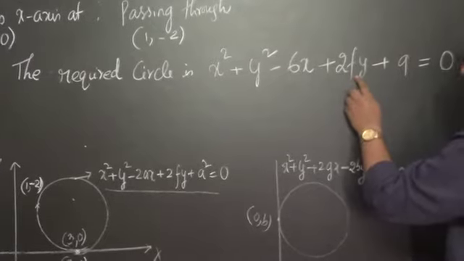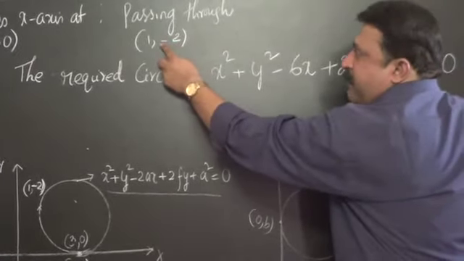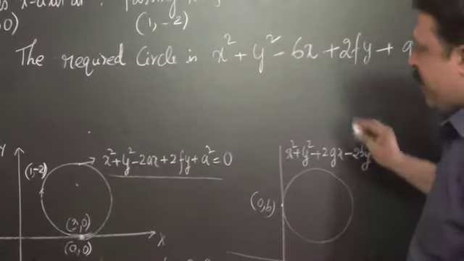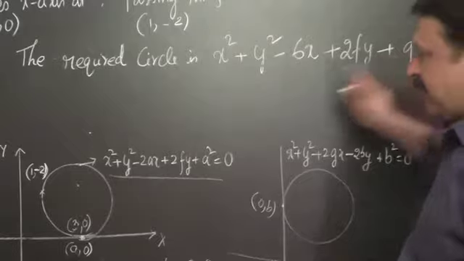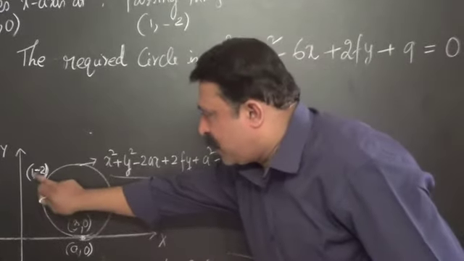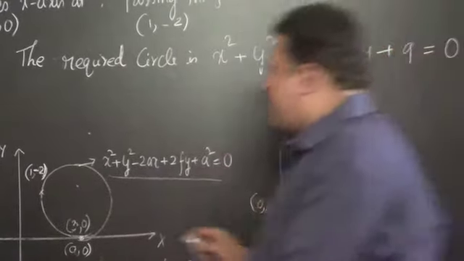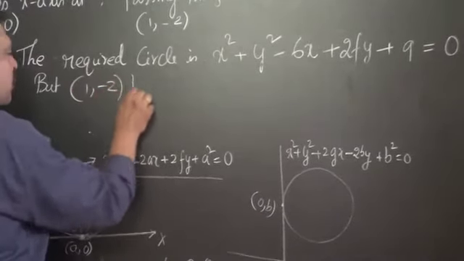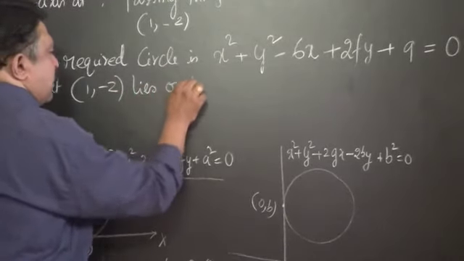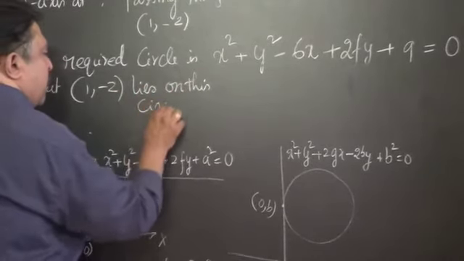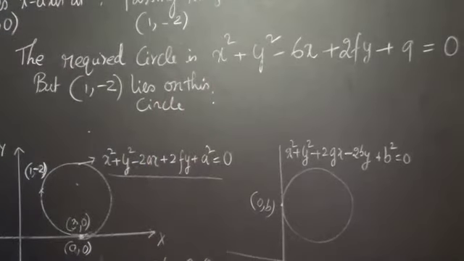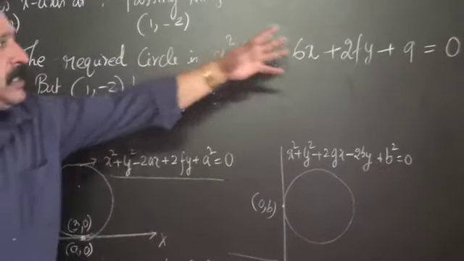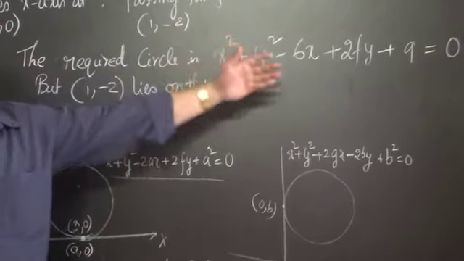In order to find the value of f, we make use of the data given here. This passes through (1, -2), that means (1, -2) is a point on this circle. What do you mean if a point lies on the circumference of a circle? It means that the coordinates of that point can be substituted in the equation of the circle because that point has to satisfy the equation.